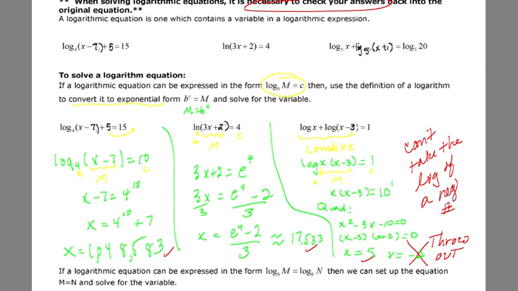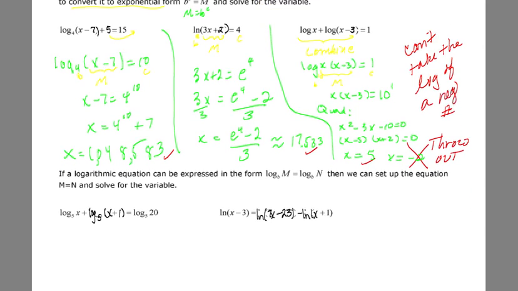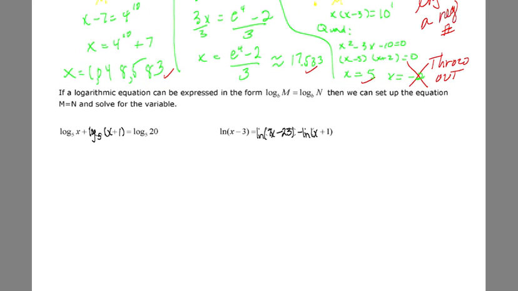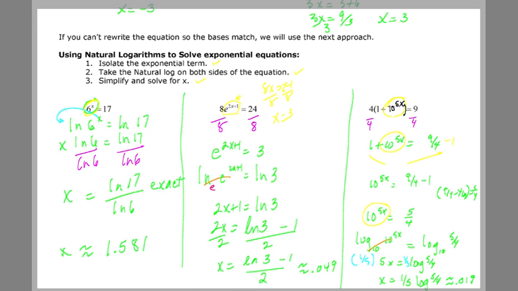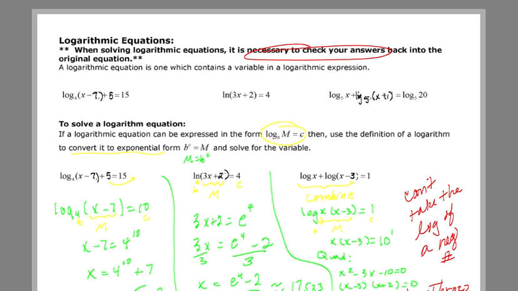Let's look at solving a couple of others. Okay, the first type of logarithm was the type that could be expressed in this format: the log of a single quantity equal to a constant. We went ahead and converted it and were able to solve that logarithm equation.